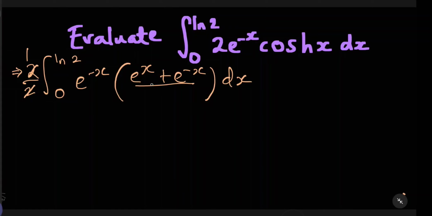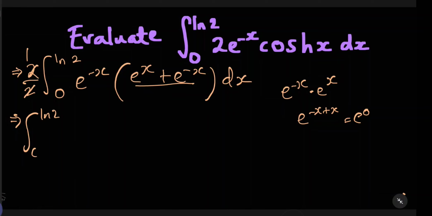So now you can open up this bracket by multiplying this by everything here. So you remember your exponential rules. If this multiplies this, because they have the same base, you have e raised to the power minus x plus x, which gives you 0. So you have e raised to the power 0, and anything raised to the power 0 is 1. So this would give us the integral from natural log 2 to 0 of 1.